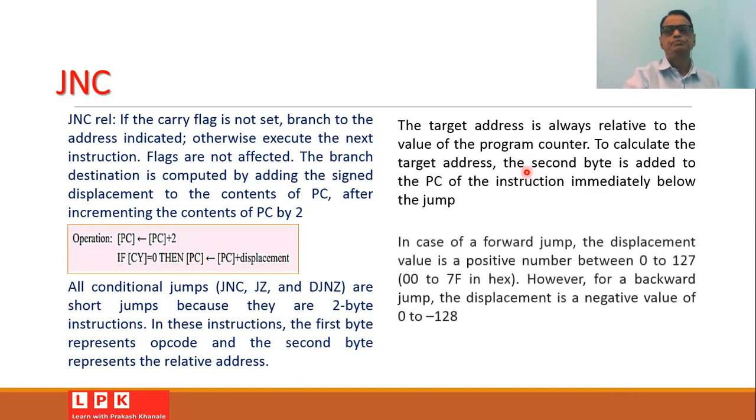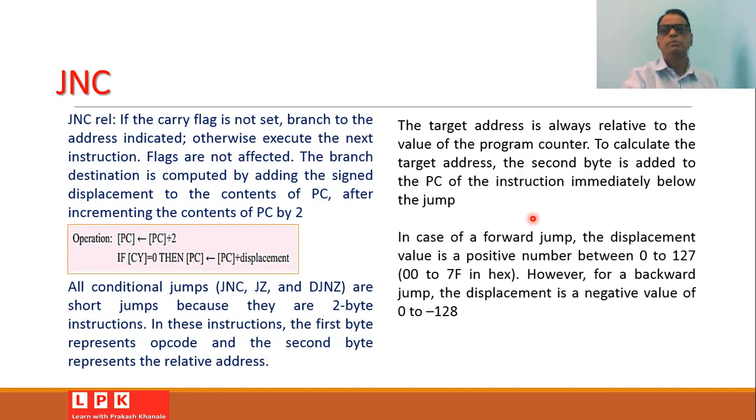In case of forward jump, the displacement value is always positive and it is in the range of 0 to 127. And in case of backward jump, that is whenever we want to jump to a previous instruction, then in that case, the displacement is a negative value and it can be in the range of 0 to -128 decimal.